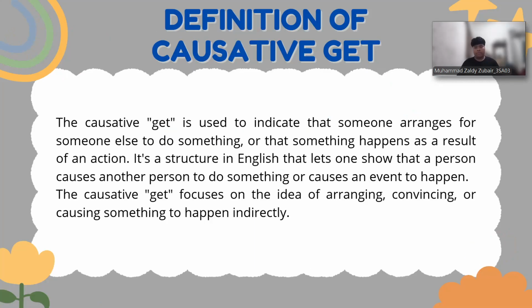Causative get. Definition of causative get: the causative get is used to indicate that someone arranges for someone else to do something, or that something happens as a result of an action. It's a structure in English that lets one show that a person causes another person to do something or causes an event to happen. The causative get focuses on the idea of arranging or causing something to happen indirectly.